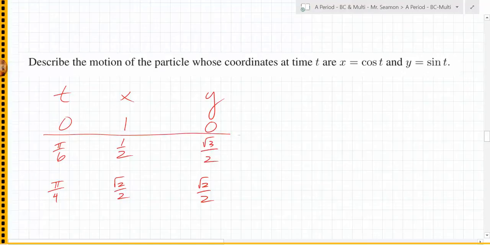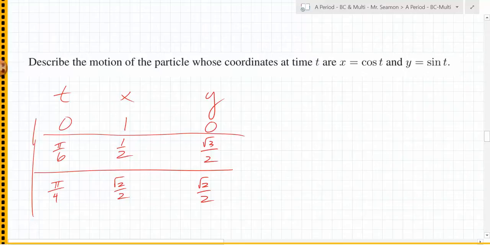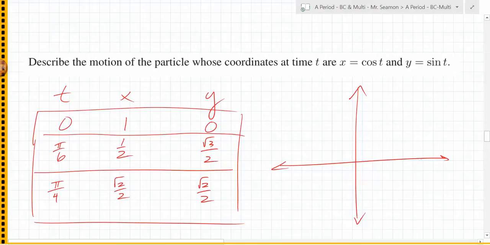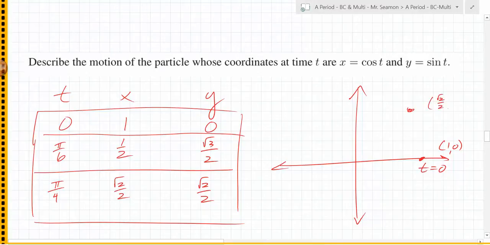So I'll do the grid here so you can adequately see. Could you keep on filling this in if you wanted to? So you end up sketching something that starts, well, if time equals 0 is your start, it's here. What's that point? 1, 0. Well, at pi over 4, where is it? We can estimate it. It's right about here. It's going to be root 2 over 2, comma, root 2 over 2. What about pi over 6? That was right about here. What was that? Root 3 over 2, comma.